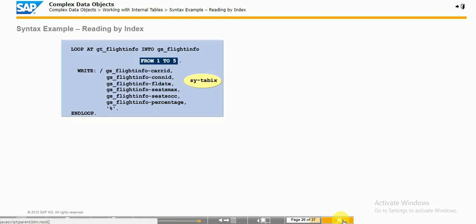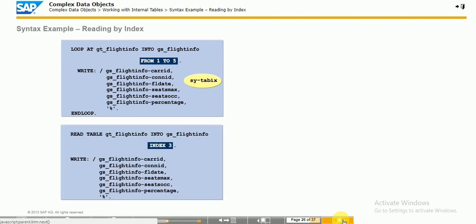In the loop statement, restrict access to specific rows using the from to addition. In the example, the system only processes the first 5 rows of the internal table consecutively. Use the read table statement to read a single record. Use the index addition to specify the row number of the required record.